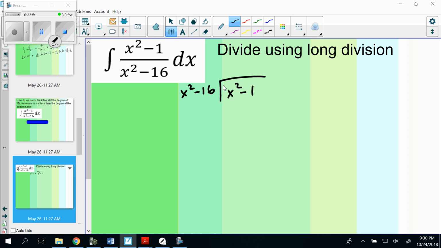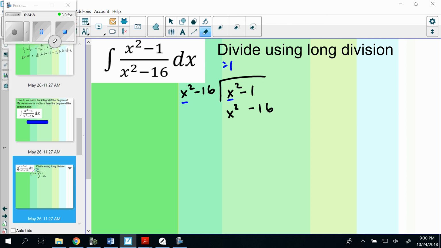So what we want to do is see how many times that divides in there. First thing we want to do is see how many times x squared goes into x squared. It would go in one time. So then what we have to do is multiply that back out. We multiply this times this, and see what we get. If we multiply 1 times x squared, we get x squared. If we multiply 1 by negative 16, we get negative 16.